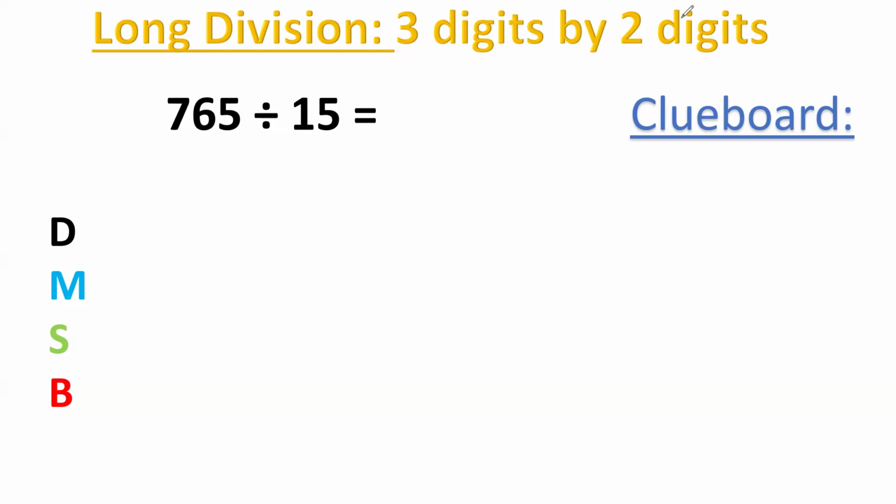In this particular video, we are going to divide 3 digits by 2 digits. We'll first begin with our clue board. So our question is 765 divided by 15. How do we know we're doing long division? The symbol for division is going to guide us.